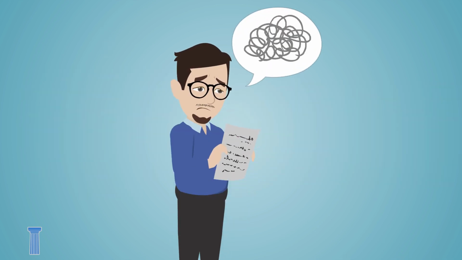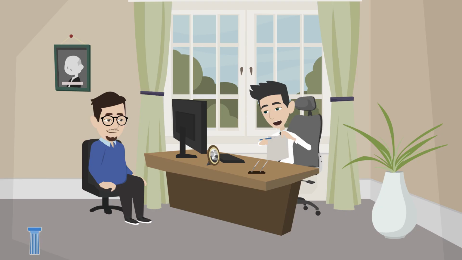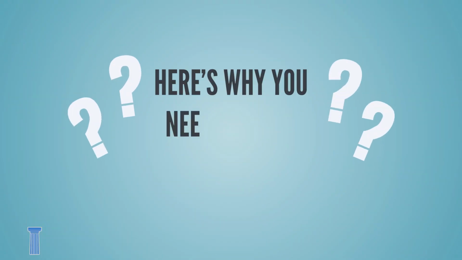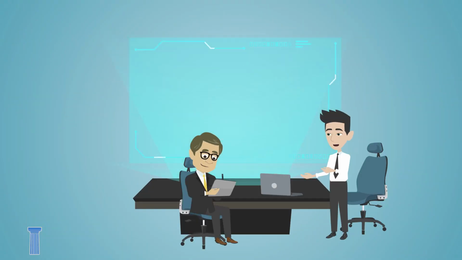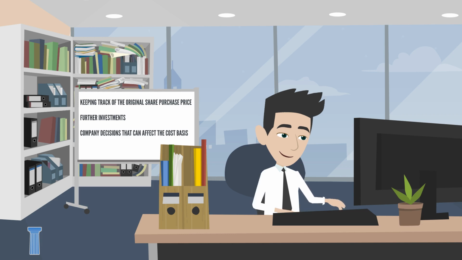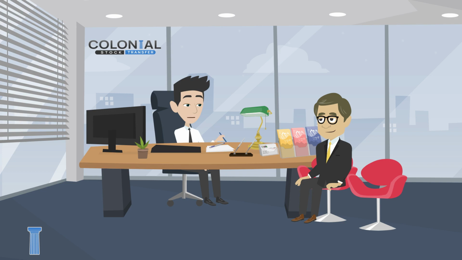If you're navigating the complexities of cost basis reporting, using the services of a stock transfer agent can be very beneficial. These experts are dedicated to keeping precise and current shareholder records, guaranteeing that each shareholder's cost basis is properly recorded. Here's why you need a stock transfer agent. Stock transfer agents maintain shareholder records according to SEC rules that are suited to the unique requirements of companies. This entails keeping track of the original share purchase price, further investments, and any company decisions that can affect the cost basis. Working with Colonial Stock Transfer guarantees a higher level of competence in the constantly changing regulatory compliance landscape for both private and public companies.